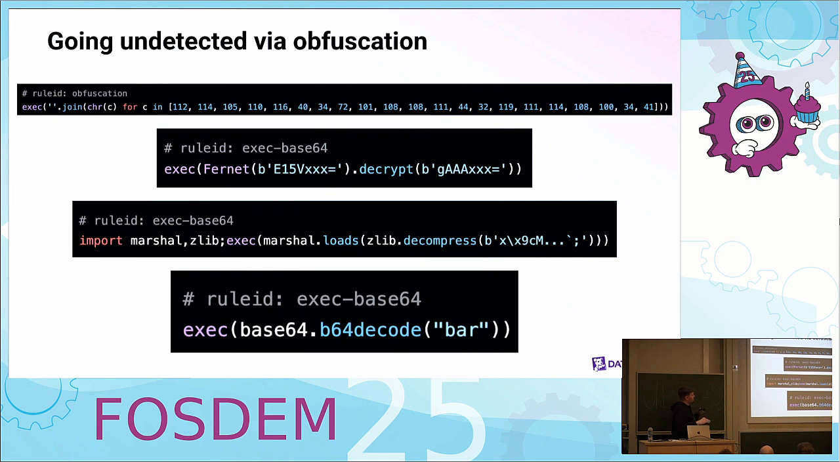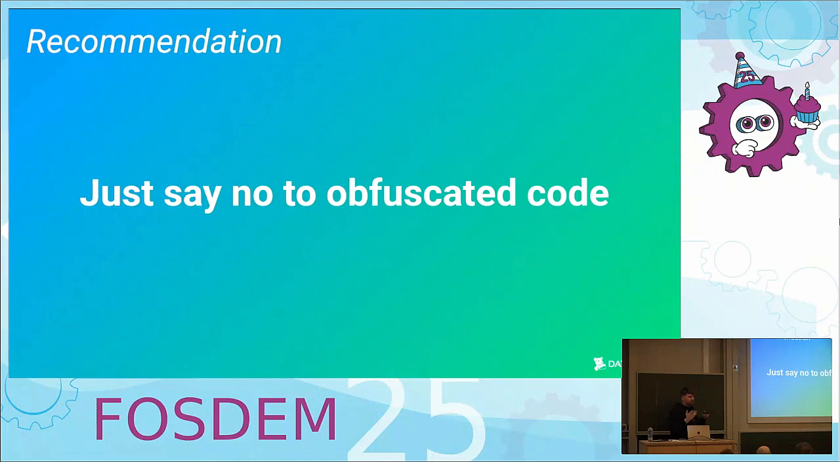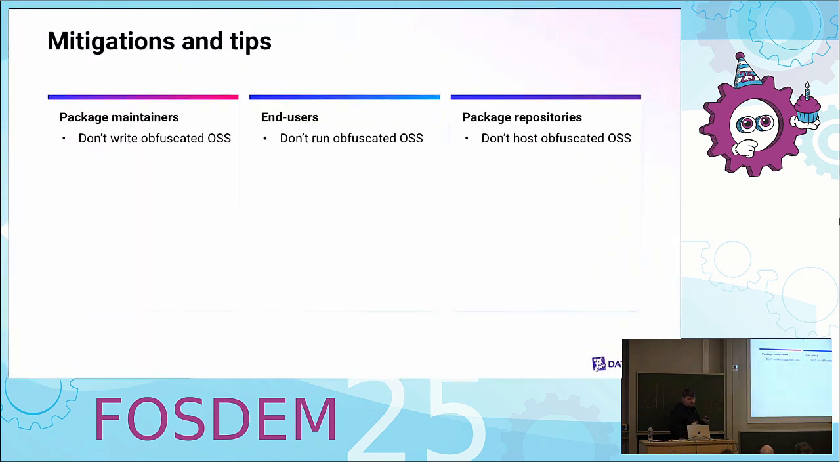On the Python side, it tends to be a little different. We see a lot of decode and execute patterns, so base64 or decompression or decryption or character encoding stuff. It just goes to show that ecosystems have their own kind of obfuscation tactics or techniques that people use. So the obvious recommendation is just say no to obfuscation. There's no good reason to distribute open source code that's intentionally difficult to read. So don't write it, don't use it, don't host it.